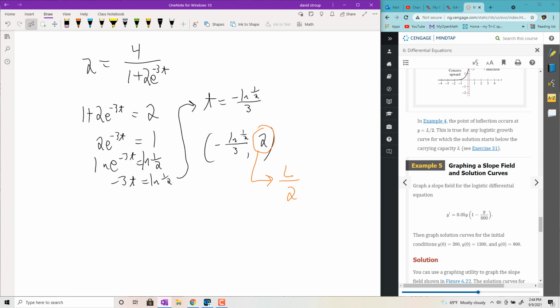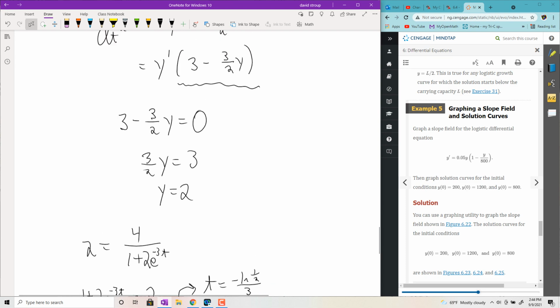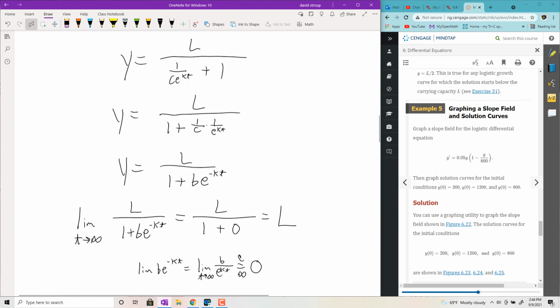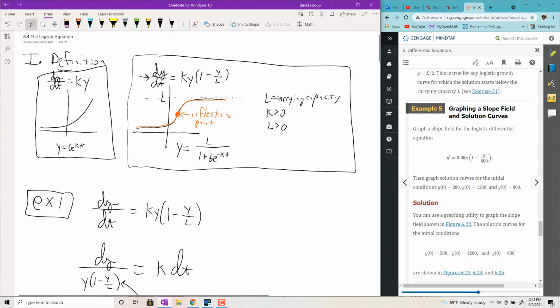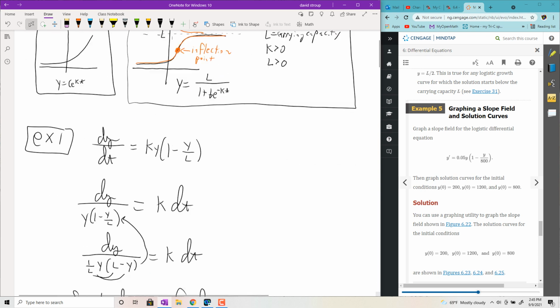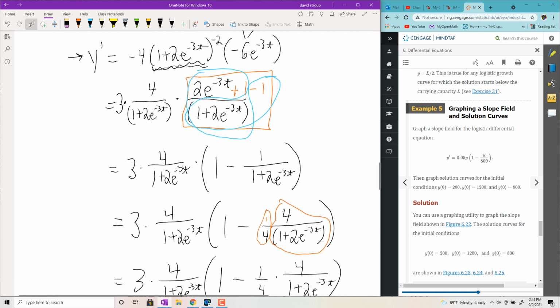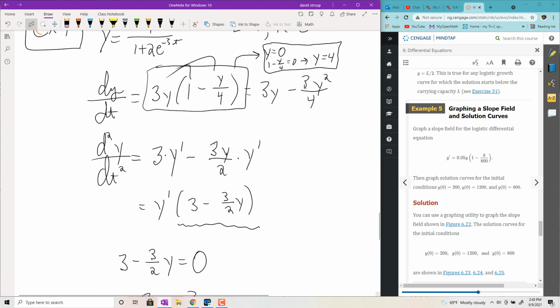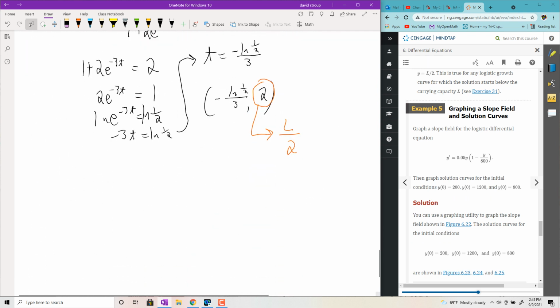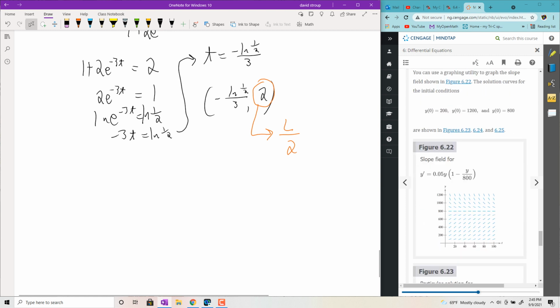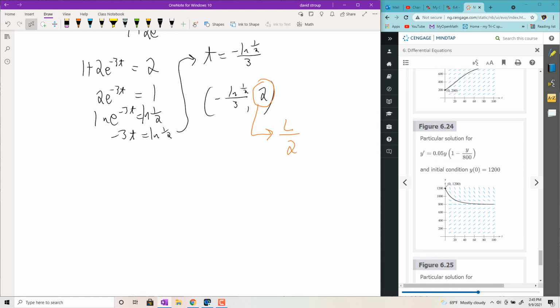This is true for any logistic growth curve that starts below the carrying capacity. So this, of course, is all with regards to being below the carrying capacity. If you're above the carrying capacity, the curve will kind of look like this. So the population will die down to the carrying capacity. Animals or people will die until. Okay. Graphing slope fields and solution curves, great.